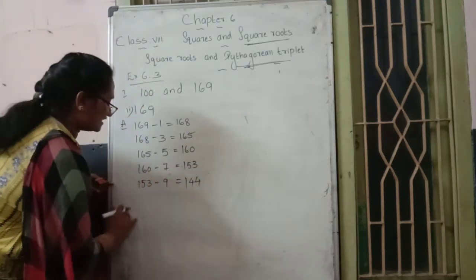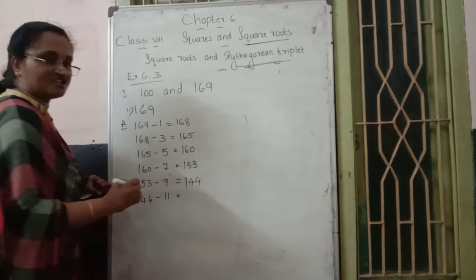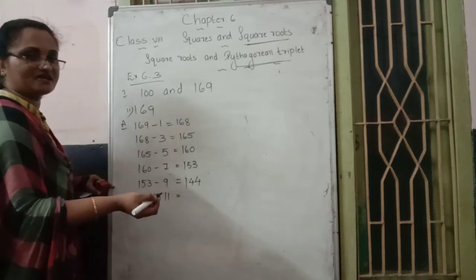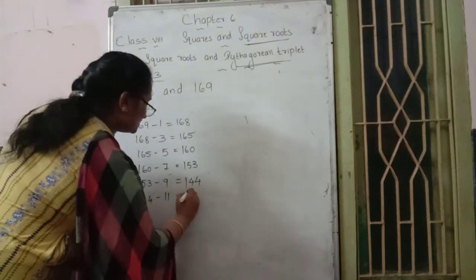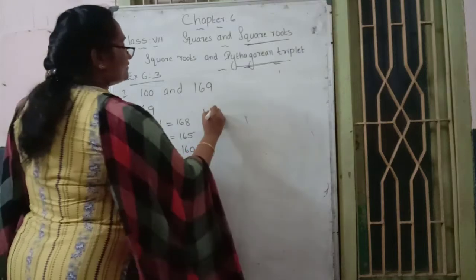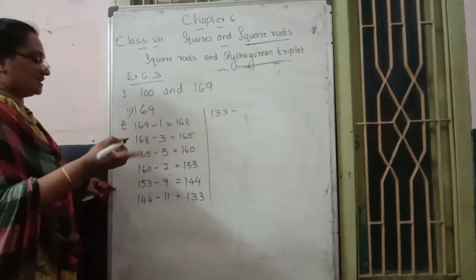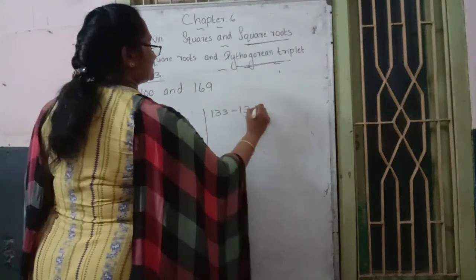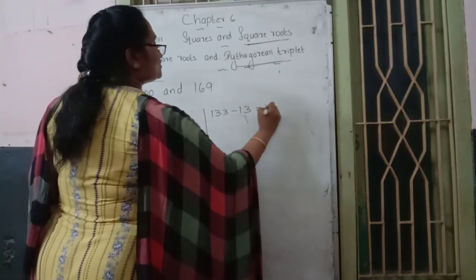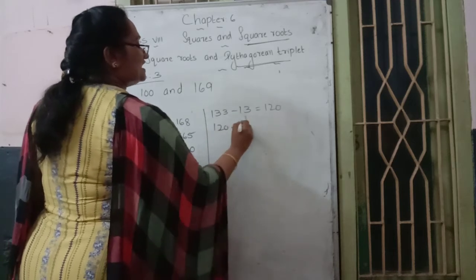144. Again, continuing, 144 is subtracted with the next odd number. 10 is an even number. The next odd number becomes 11. So it becomes how much? 133. Again 133 is subtracted with the next odd number, 13. So the answer becomes how much? 120.